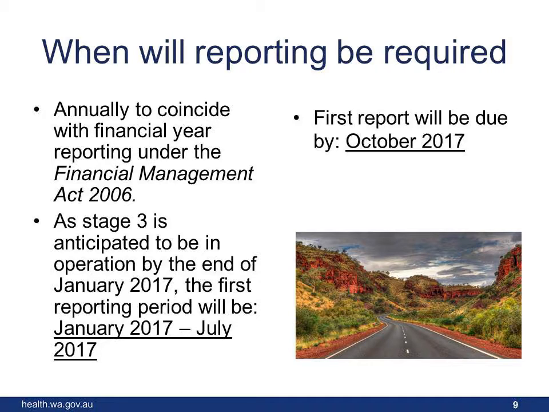The first reporting period under the Public Health Act will commence the date that Stage 3 comes into effect. In accordance with Section 22, Part 1, the Chief Health Officer will require reporting to be provided on an annual basis to coincide with financial year reporting. As such, it is expected that the first local government reporting period will be from January 2017 to July 2017, with the first report due by October 2017.